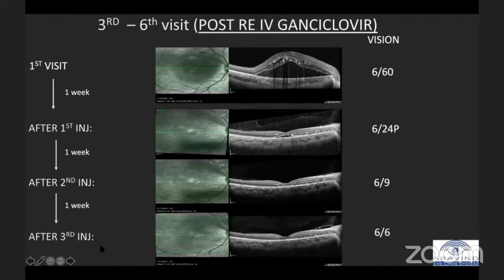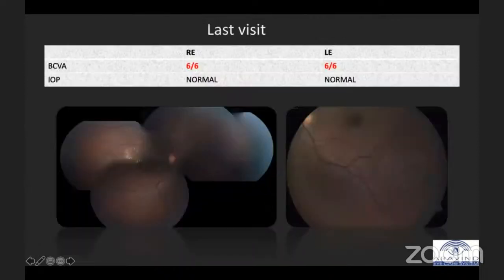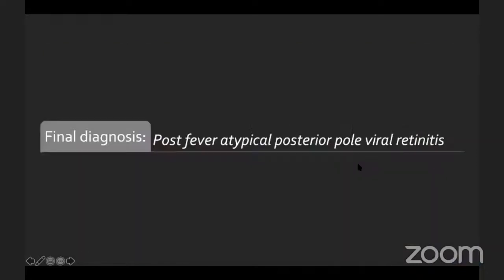And after the 3rd injection, there was almost complete reduction of the subretinal fluid and complete visual recovery, although the quality of vision in the right eye was not good, but both eye vision was 6/6. And you can see here the retinitis had completely resolved with few hard exudates here. And in the left eye also, there was complete resolution of the retinitis patches. So in this case, our final diagnosis was post-fever retinitis, which was probably viral in etiology.